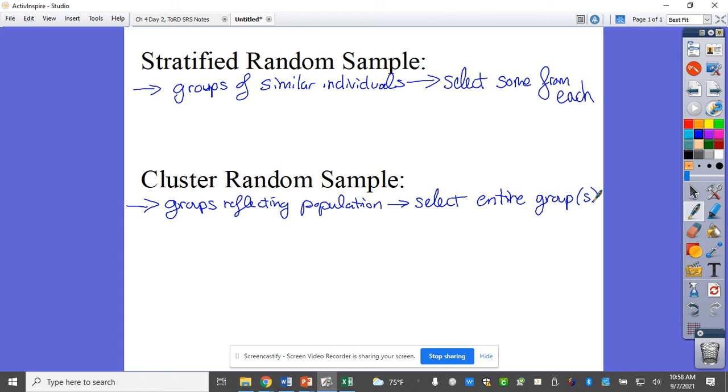If I say groups that are similar within, is that stratified or clustered? Similar within. Stratified, as opposed to similar between, which is what? Clusters. You just got to understand that wording. All right, so we've got stratified, we've got cluster.